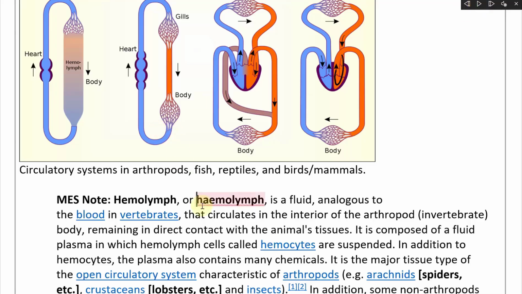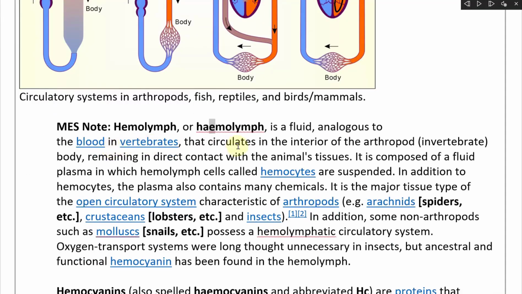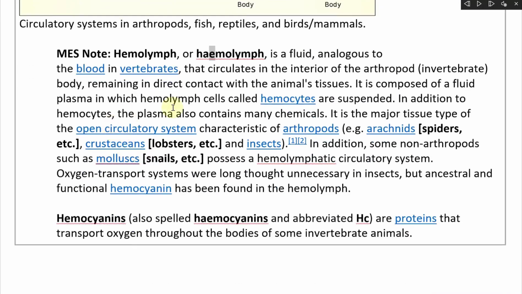Yeah, so hemolymph, or just with an extra E there, is a fluid analogous to the blood in vertebrates that circulates in the interior of the arthropod or invertebrate body, remaining in direct contact with the animal's tissues. It is composed of a fluid plasma in which hemolymph cells called hemocytes are suspended. In addition to hemocytes, the plasma also contains many chemicals. It is the major tissue of the open circulatory system, characteristic of arthropods.